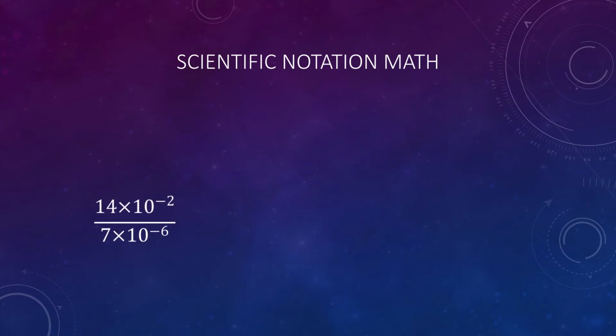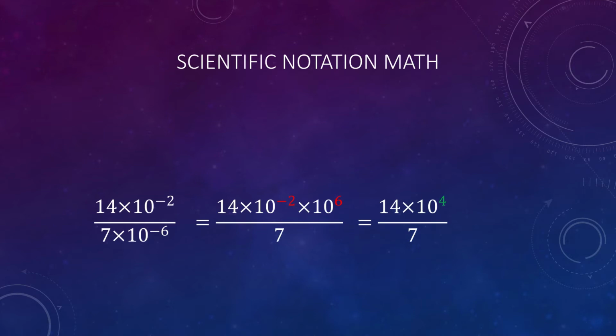Here's a more complicated example. 14 times 10 to the minus second divided by 7 times 10 to the minus sixth. First, we move the 10 in the bottom to the top and flip the minus 6 to positive 6 to give us 14 times 10 to the minus second times 10 to the sixth over 7. Then we add the exponents, minus 2 plus 6, to get 10 to the fourth. Finally, we divide 14 by 7 to get 2 times 10 to the fourth.